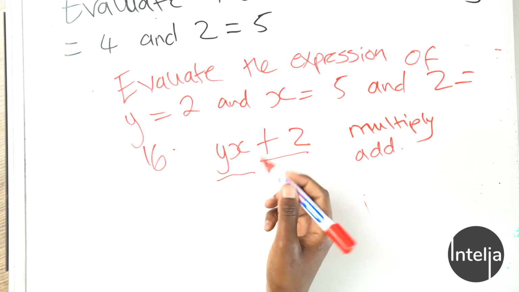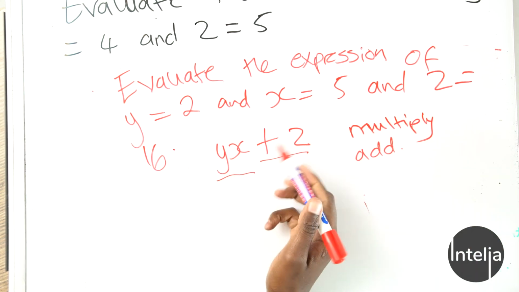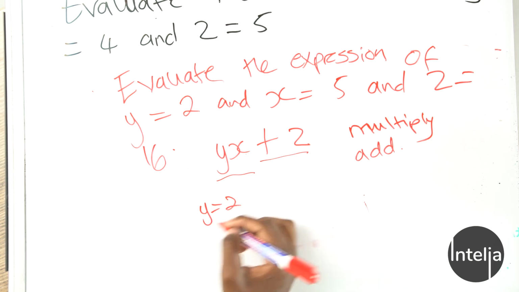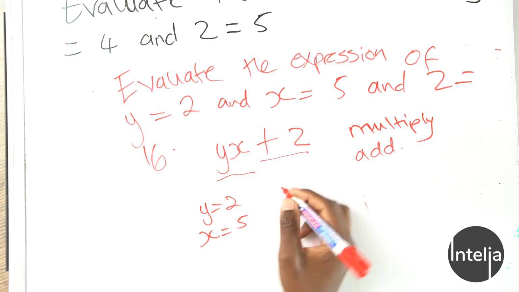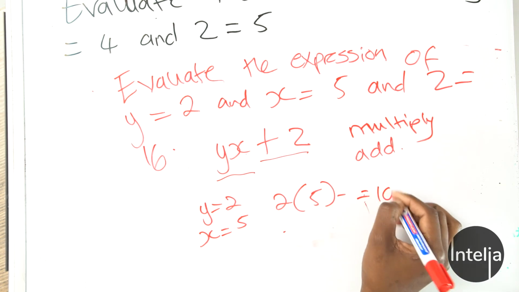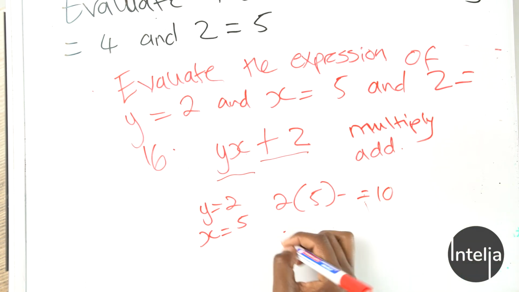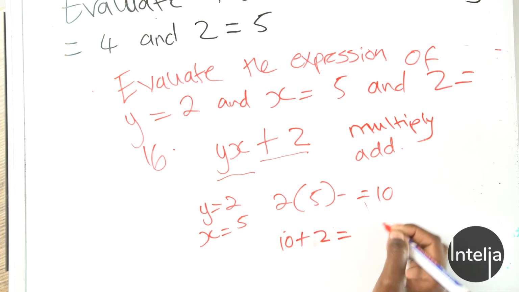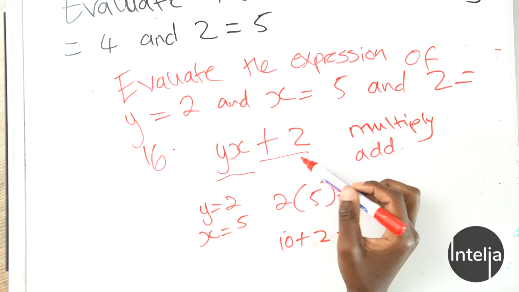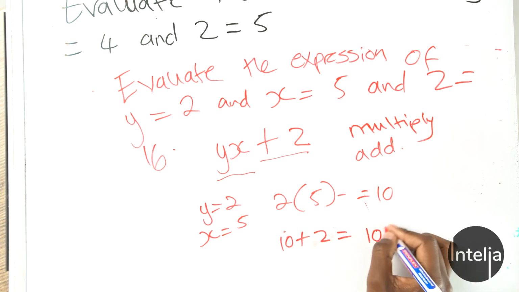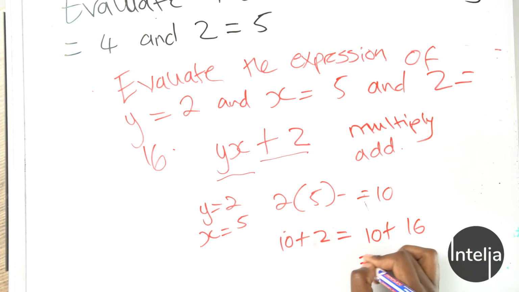So we first multiply y and x. Y is equal to 2, x is equal to 5. So 2 bracket 5, that's 10. And then you add 10 plus z. What is our z? It is 16. So you say 10 plus 16 is equal to 26.